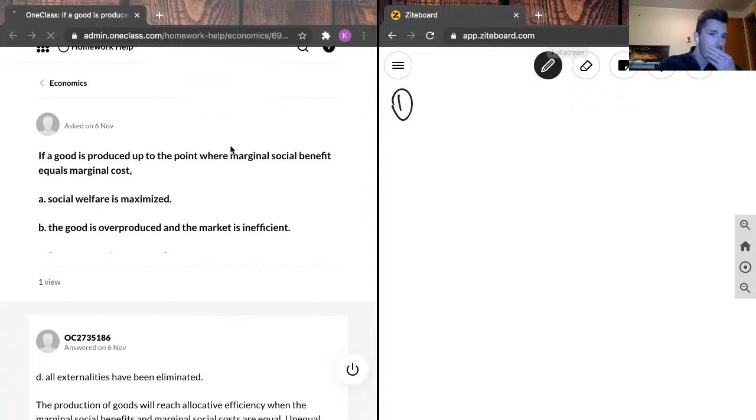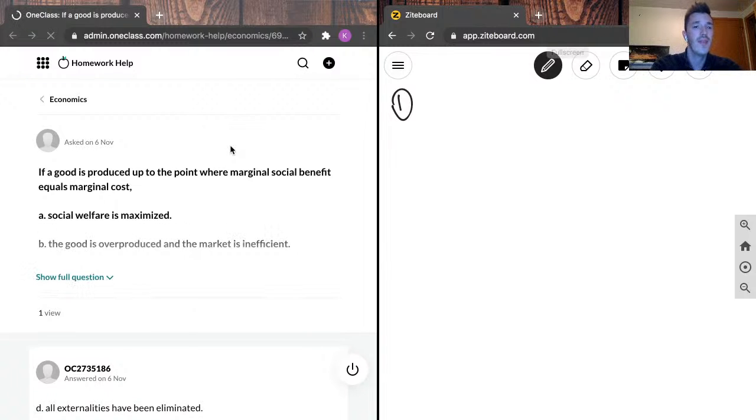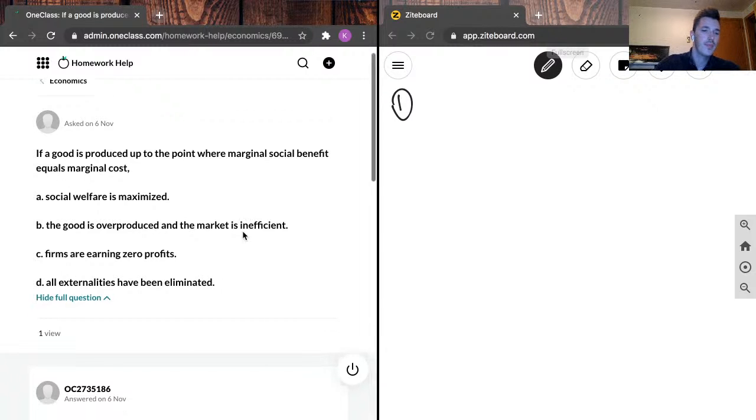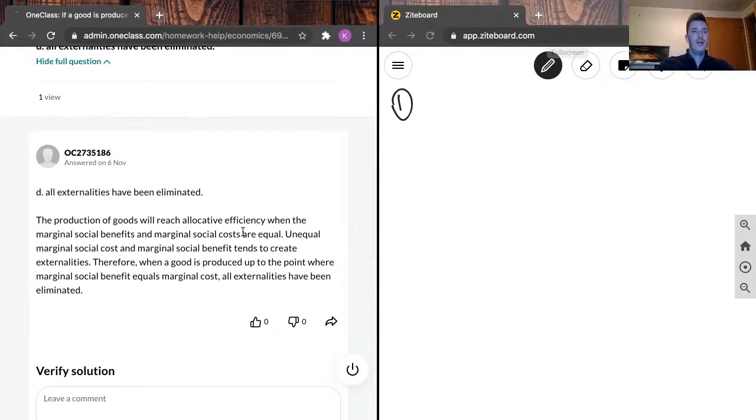Question 1 reads as follows. If a good is produced up to the point where marginal social benefit equals marginal cost, A, social welfare is maximized. B, the good is overproduced and the market is inefficient. C, firms are earning zero profits. Or D, all externalities have been eliminated. Our junior tutor has said that the answer is D, all externalities have been eliminated.